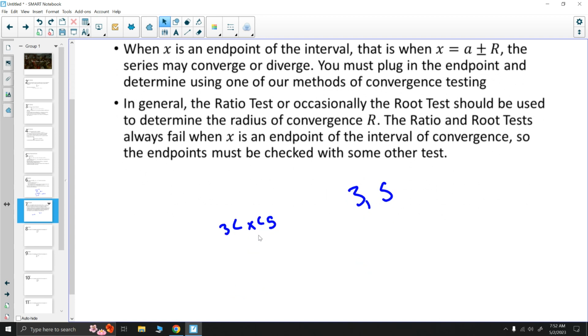That's the idea. So again, in general, the ratio test, or occasionally the root test, should be used to determine the radius of convergence R. The ratio and root tests always fail when x is an endpoint of the interval of convergence, so the endpoints must be checked with some other test. That's what we just got done saying.